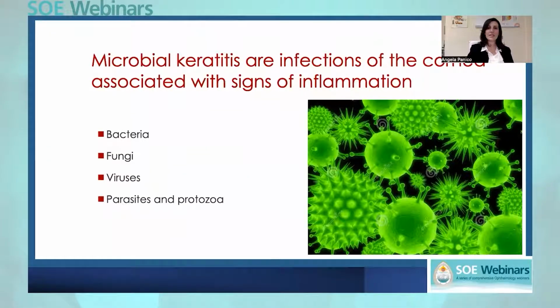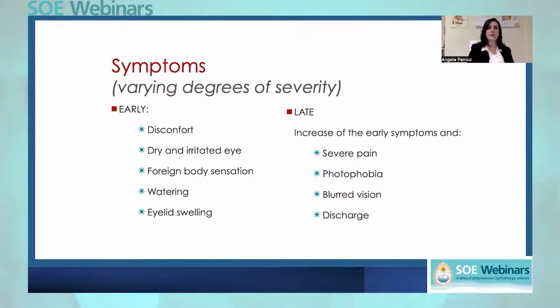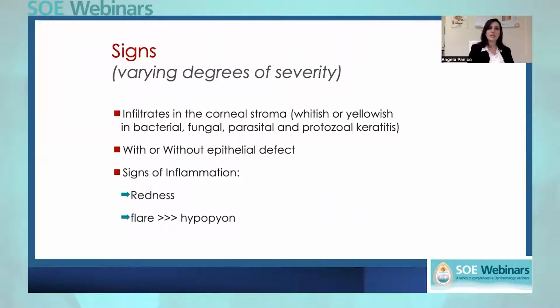Microbial keratitis are infections of the cornea associated with signs of inflammation, caused by bacteria, fungi, viruses, parasites, and protozoa. The early symptoms are discomfort, dry and irritated eyes, foreign body sensation, watering, and eyelid swelling. The early symptoms increase with time and then severe pain, photophobia, discharge, and blurred vision occur. The signs are infiltrates in the corneal stroma with or without epithelial defect, and signs of inflammation from redness to hypopyon.